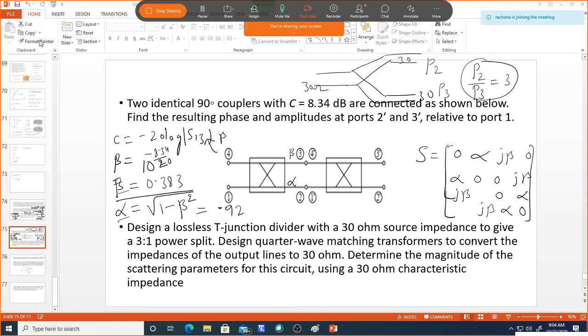So now we need to calculate the characteristic impedance of the lambda by 4 transmission line in order to match that input to the 30 ohm output line. Then determine the magnitude of the scattering parameters for this circuit, using a 30 ohm characteristic impedance. So first we need to write the T junction divider.